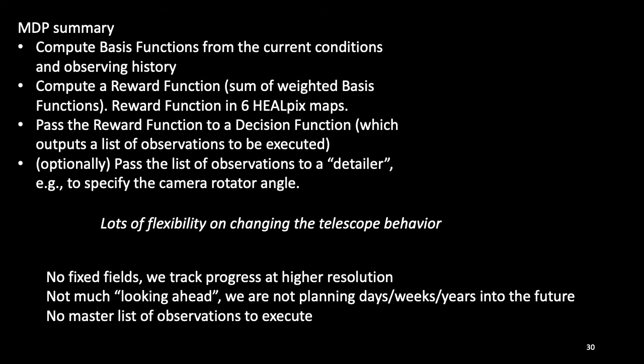Then optionally, something I didn't talk about, we can pass that list of observations to a detailer. We've invented this part. This isn't a canonical part of the Markov decision process, but it lets us modify that list, put it in order for the traveling salesman, add a second pass with another filter, or specify the camera rotator angle. So that's where we make those decisions. There's lots of flexibility in changing the telescope behavior. We can add or subtract basis functions, change the weights on the basis functions, and change the reward function. All of these things are swappable.